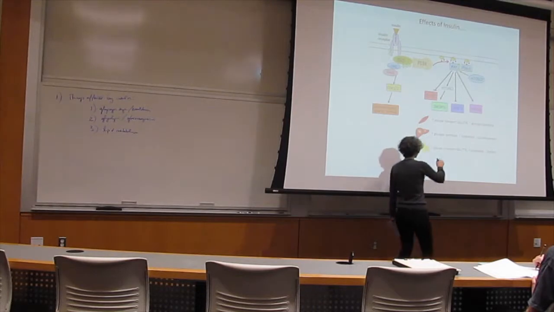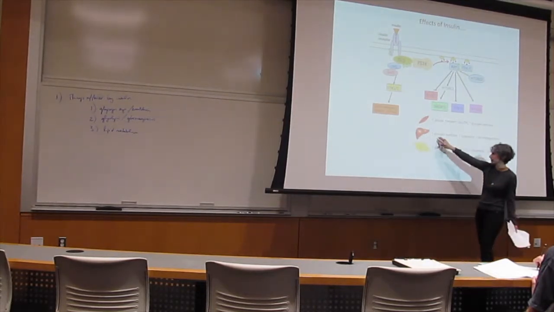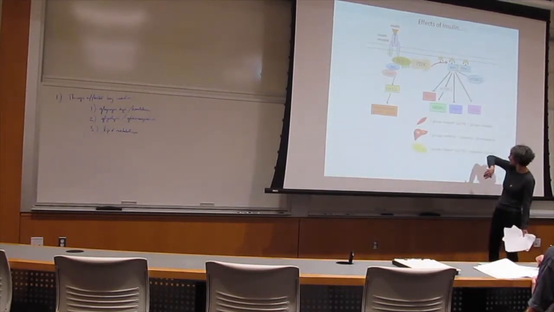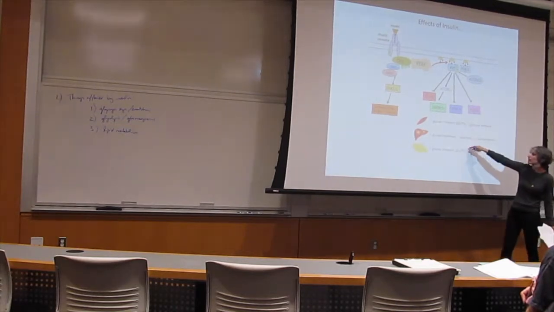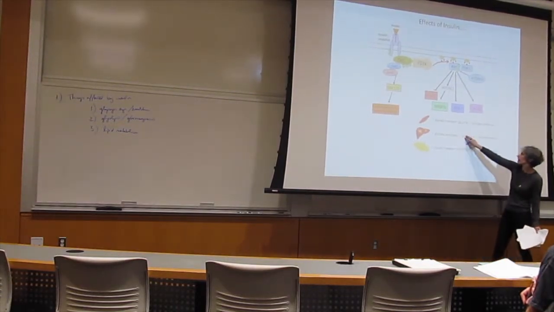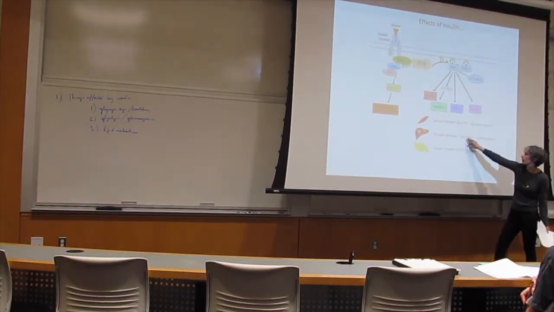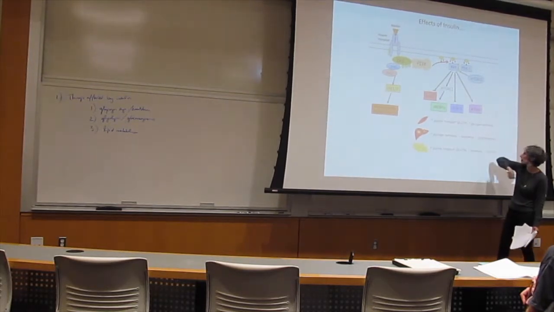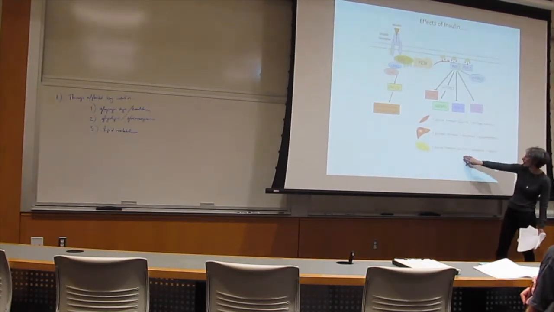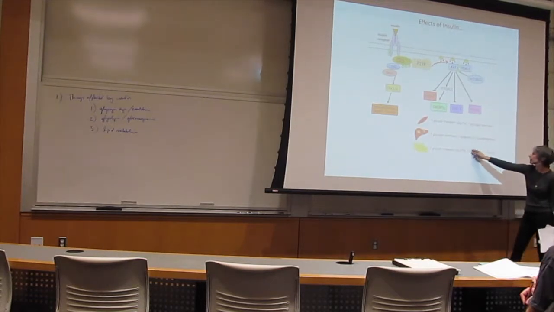Okay, so again, under insulin conditions, we've got a lot of food around, so we're going to store it as glycogen, we're going to store it as lipids. So it's going to increase glycogen synthesis, increase fatty acid anabolism or lipogenesis, whatever you want to call it. And then also in the fat cells, increase lipogenesis, decrease lipolysis, right?